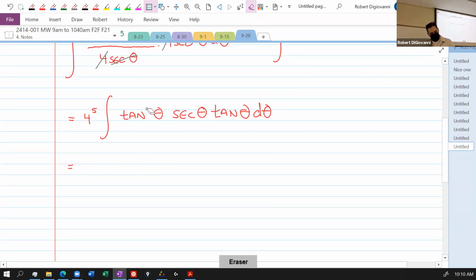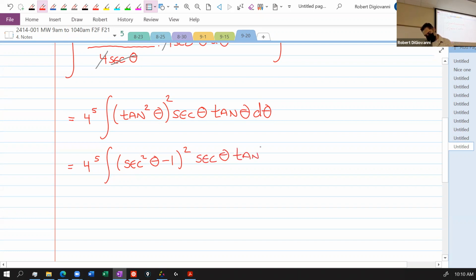Well, I'm going to rewrite it as tangent squared, squared, just to save myself a line here. And then tangent squared becomes secant squared theta minus 1, squared. And then I still have the secant theta, tangent theta, d theta.